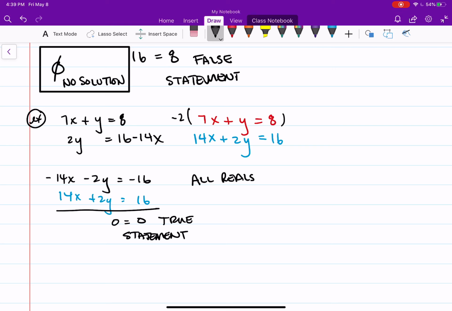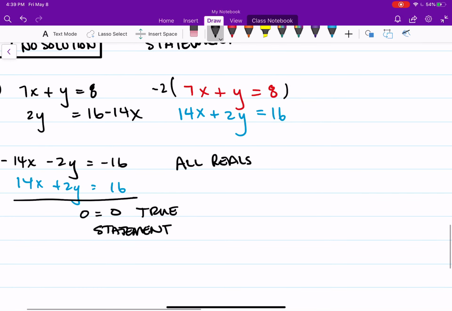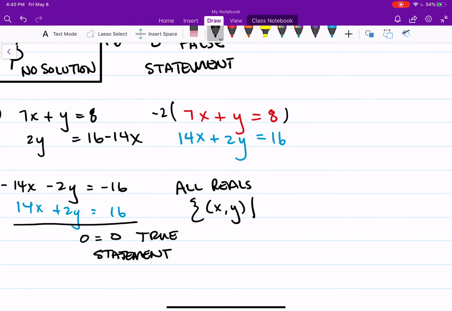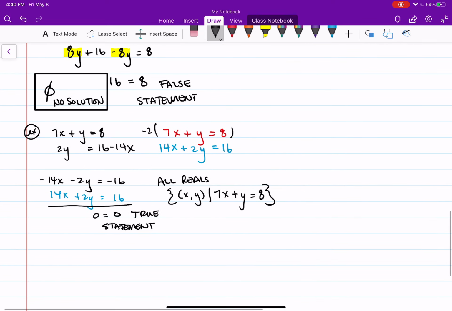reals. Now, what does my last plus do? My last plus does this fancy thing. The solution set of the system is x comma y, such that 7x plus y is equal to 8. Okay? So in other words, given a point on this line, it's always equal. Okay? So this would be an infinite number of solutions.